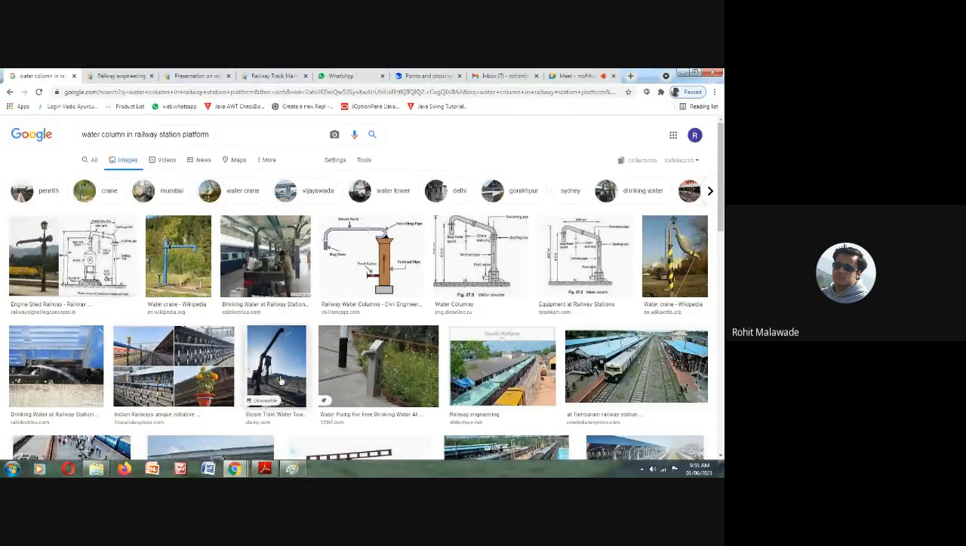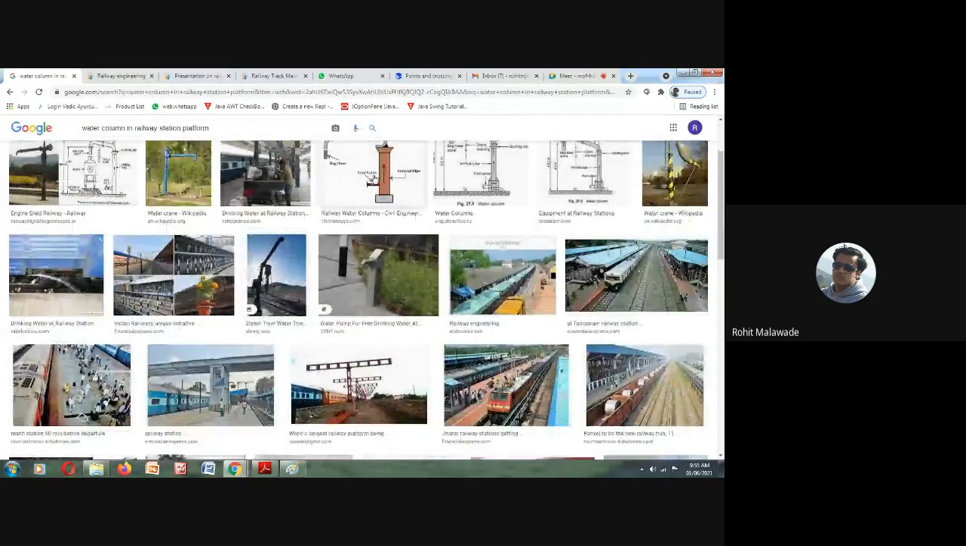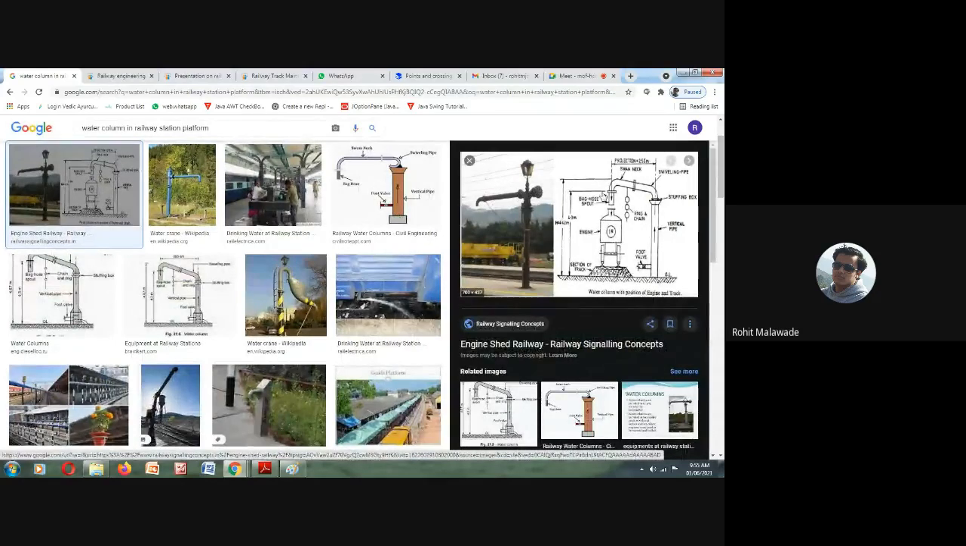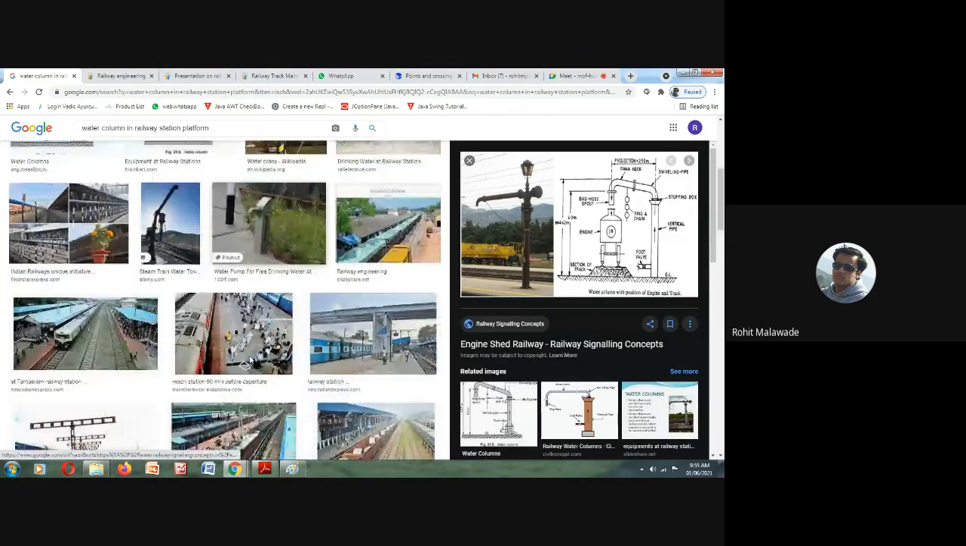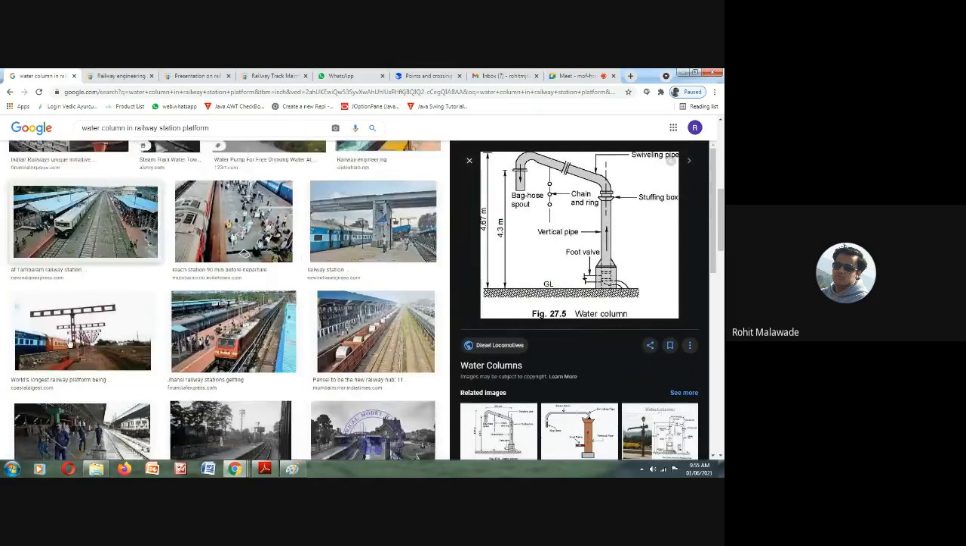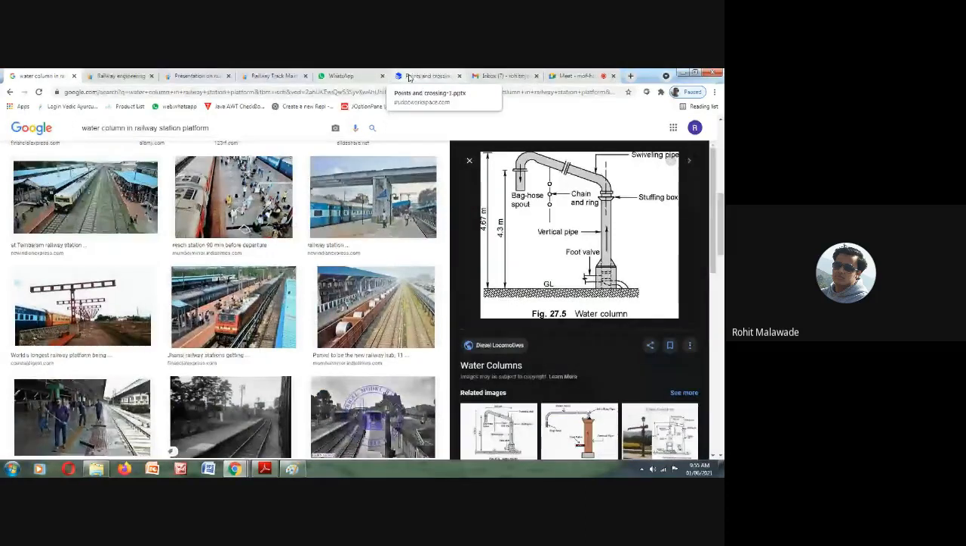So this is what the water column is. This is meant for the maintenance of the tracks. This is meant for the cleaning of the train as well as your permanent way. This is how the vertical pipe will be there, and this is how the water column should be on the railway track for the maintenance of the railway track. See, this is how the water column will be managed. Okay, so this is regarding your water column.